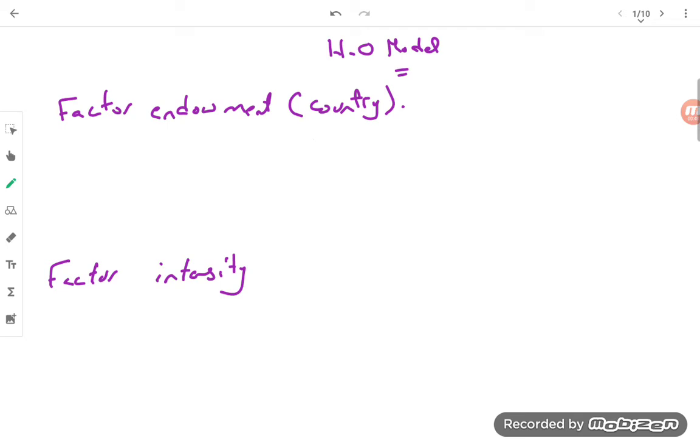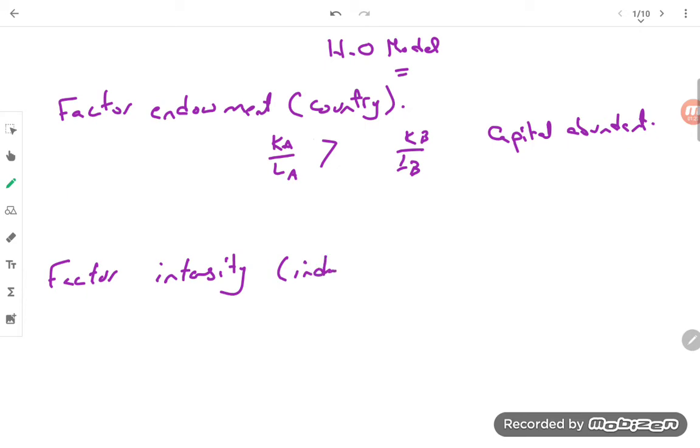But instead of using the nominal values, we are going to use the relative value. So we have to calculate the capital-labor ratio in country A and compare it to the capital-labor ratio in country B. If the ratio is greater in country A, this means that country A is capital abundant, and vice versa. While factor intensity is related to the industry.